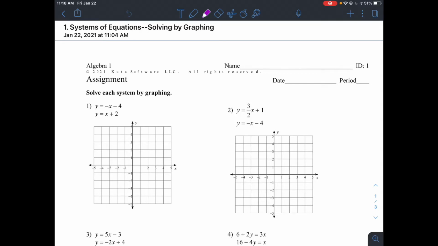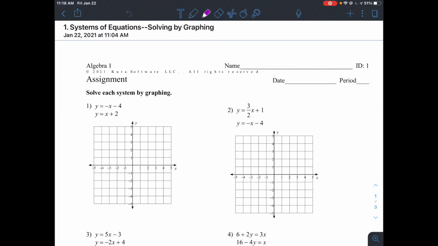All right, systems of equations. Specifically, we are solving by graphing. A system of equations is just two or more equations. For today, and in most of this unit, we'll only be dealing with two equations, and we're trying to find the solution to them, or the thing that they have in common. What will satisfy x and y for both equations.